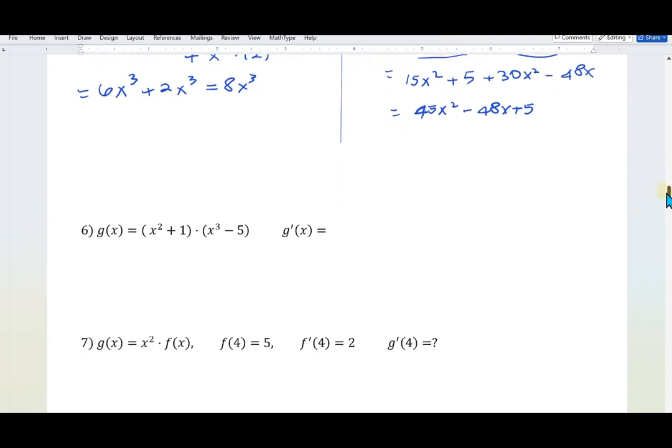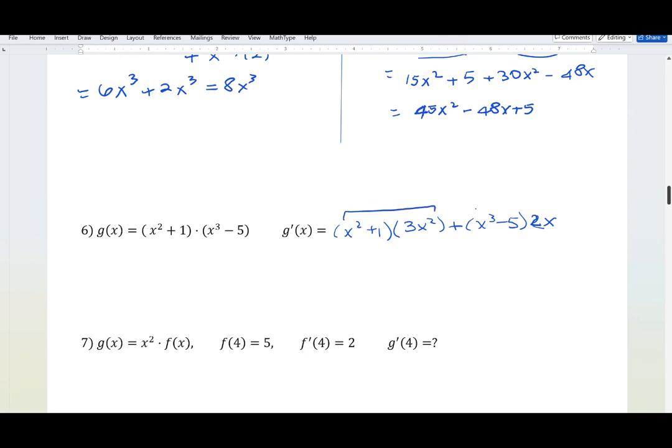So let's do another one, another product rule example. G of x equals x squared plus 1 times x cubed minus 5. We're going to find g prime of x, again, using the product rule, not using the distributing-it-first method. So with the product rule of derivatives, let's write the first one as it is, times the derivative of the second one, which is 3x squared, plus write the second one as it is, times the derivative of the first one, which will be 2x.